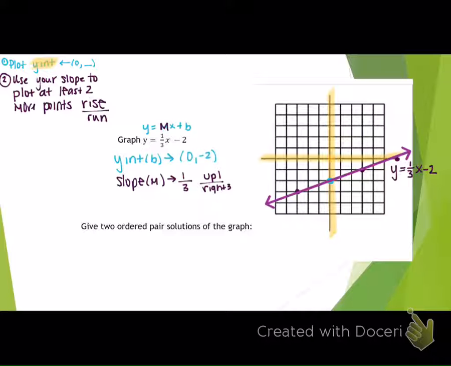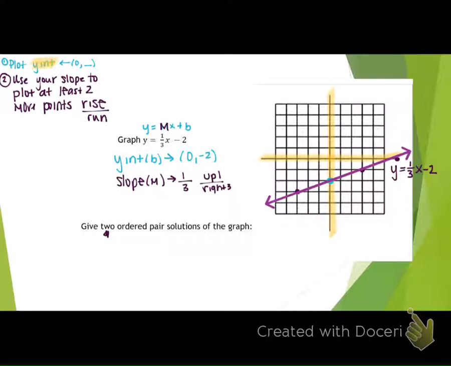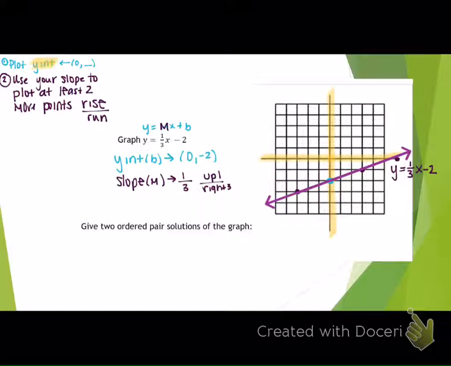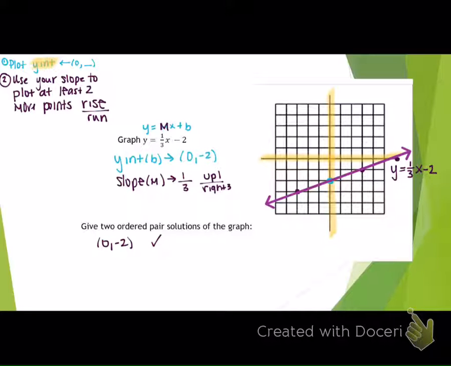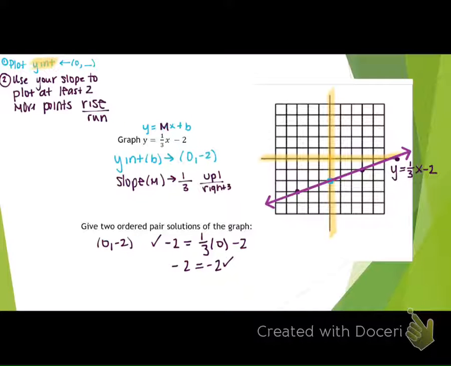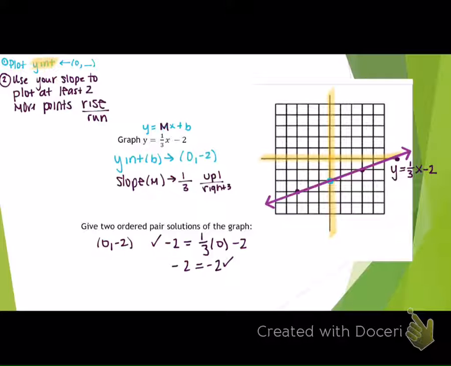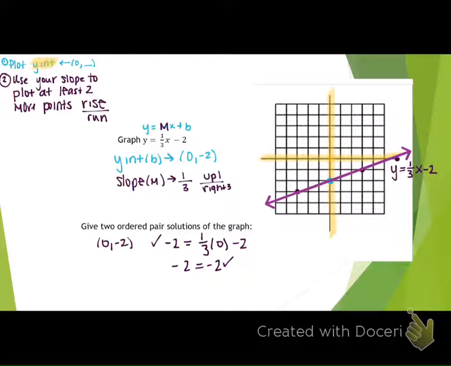Jennifer, what is an ordered pair solution of this graph? So what is a point along the line? 0, -2, which means that if you were to check it in your equation, if you plugged in -2 for y and 0 for x, it would come out as a true statement, right? Now, you don't have to do that on your homework, but my point is that it makes the equation true. It is a point along the line. That's what makes it a solution. Do you guys understand that?